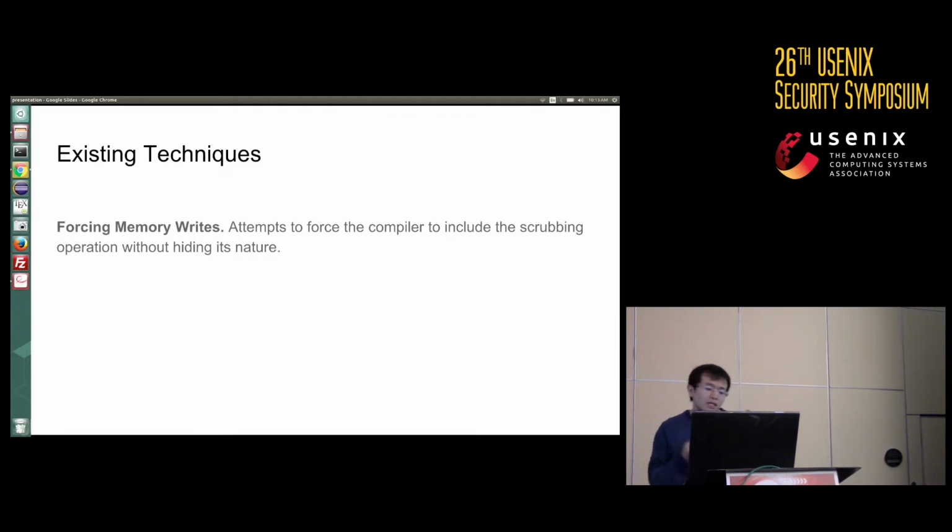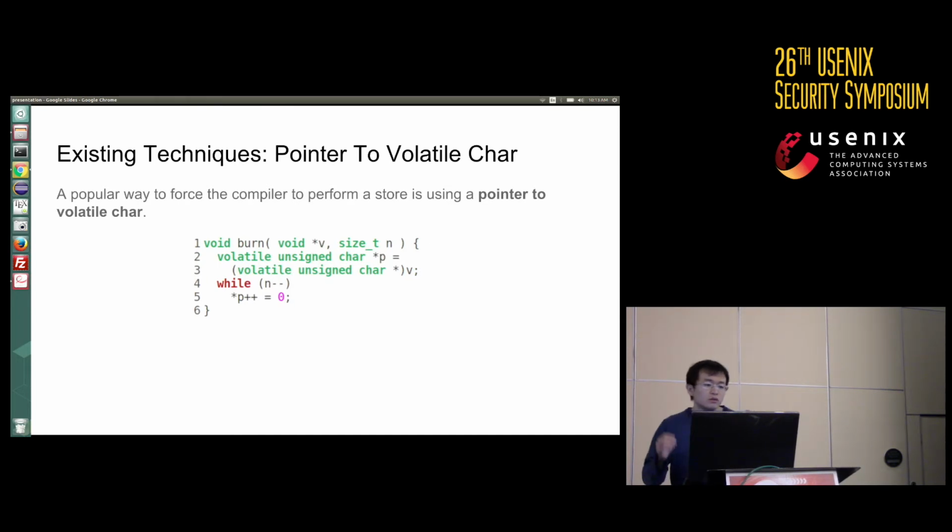Okay, so the next group of techniques all attempt to force the compiler to include the scrubbing operation without hiding its nature. A very popular way to force the compiler to perform a store is using a pointer to volatile char. Here is an example from the cryptography coding standard. On lines 2 and 3, a void pointer is first cast to a pointer to volatile char, p, and then p is used to scrub memory.